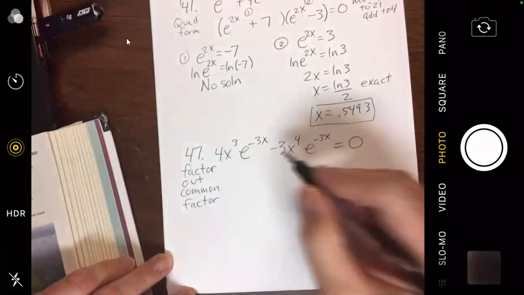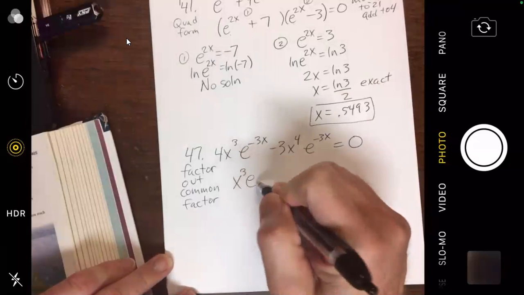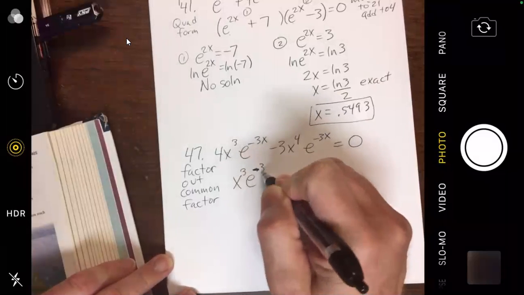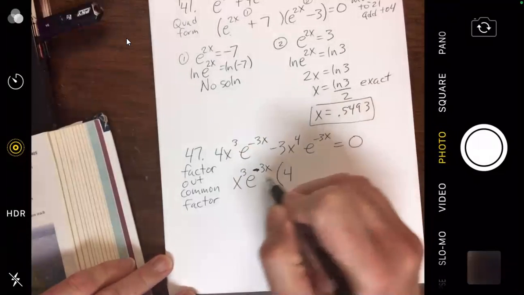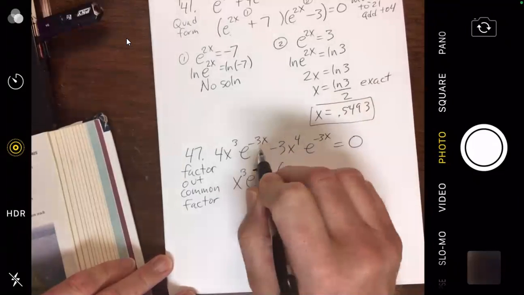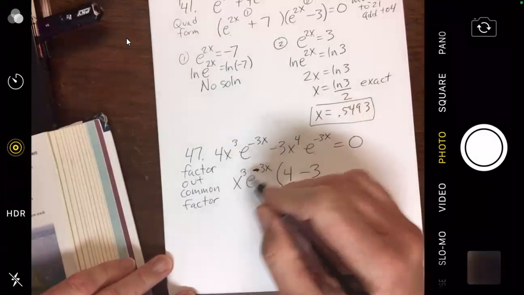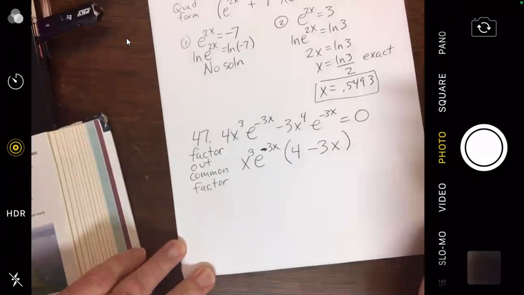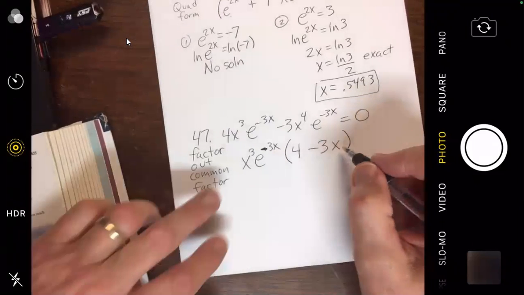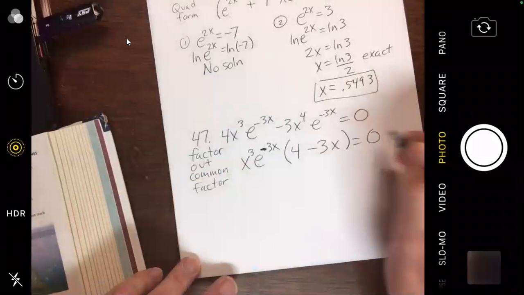All right, 3 and 4, nothing common there. It'd be x to the 3rd and the e to the minus 3x, times big parentheses. You'd be left with 4 minus 3. You pull that x to the 3rd, that will leave you an x, and you pull e to the minus 3x. So it'll leave you like this: 4 minus 3x.